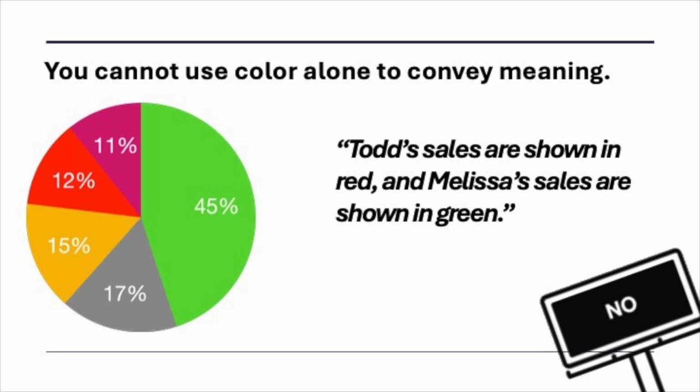On the left-hand side of the screen, I have a pie chart in brightly colored slices that has percentages layered over the top of each slice. And there's a caption that reads, Todd's sales are shown in red and Melissa's sales are shown in green. But what if you can't see red or green? What if you have monochromacy? You can only see shades of gray. Those two words, red and green, are not going to make any sense to you. And that's why that would be a violation of the WCAG standards for accessibility.